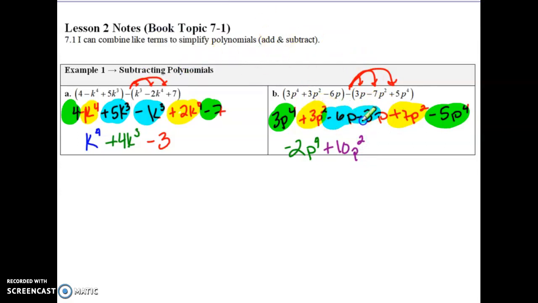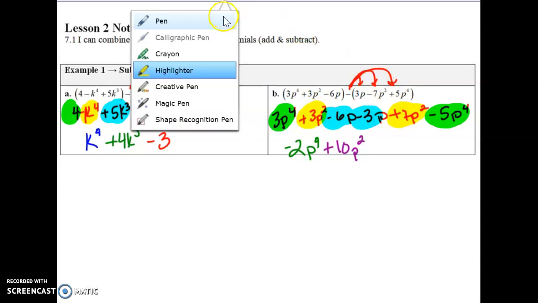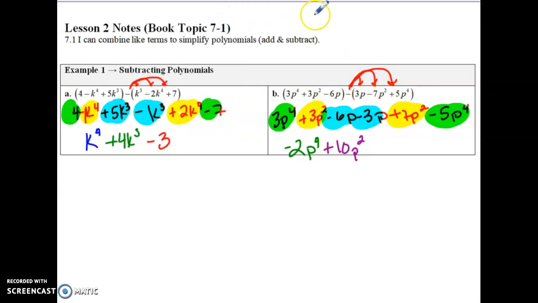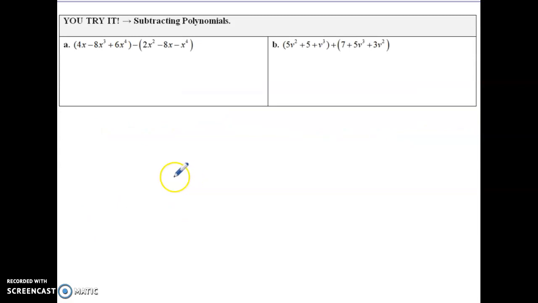And then I have negative 6p and negative 3p. So negative 6 and negative 3 gives me negative 9p. So combine the coefficients, add or subtract them, keep the variable and the exponent is the same. Go ahead and try these next two on your own. So hit pause and then come back to check your answers when you're done.